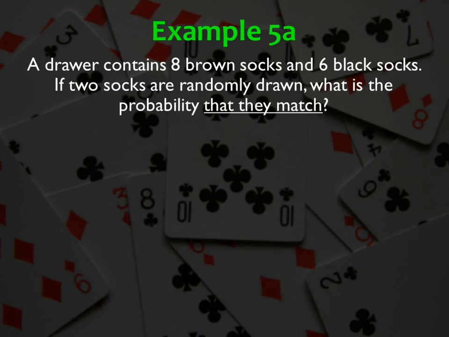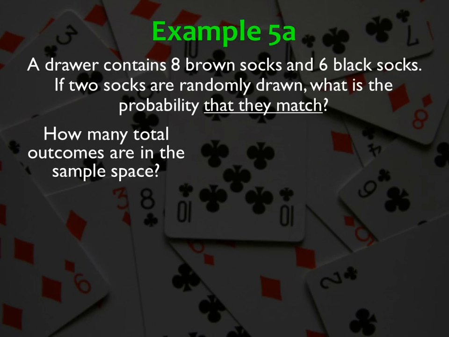All right, socks. A drawer contains 8 brown socks and 6 black socks. If 2 socks are randomly drawn, what is the probability that they match? So what you want to think about is how many ways you can get matching socks. What are the total possible outcomes if you draw 2 socks from a drawer of brown and black socks? You're taking 14 socks and you're choosing 2 of them. It's a combination because the arrangement doesn't matter. So 14C2 comes out to 91.